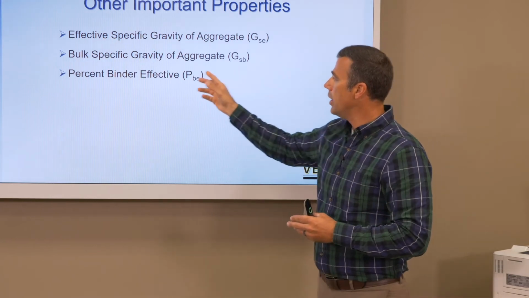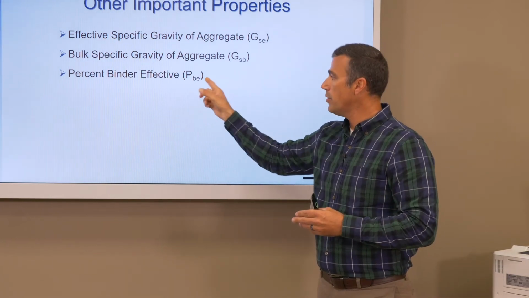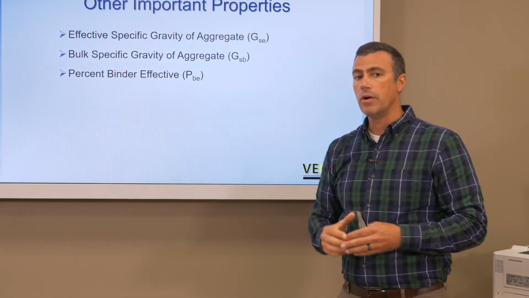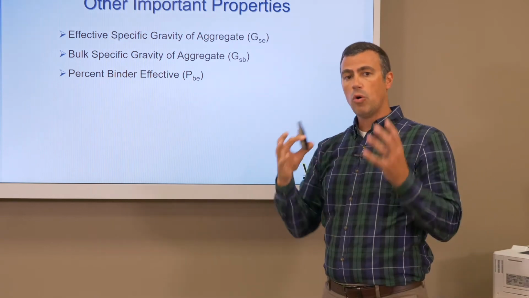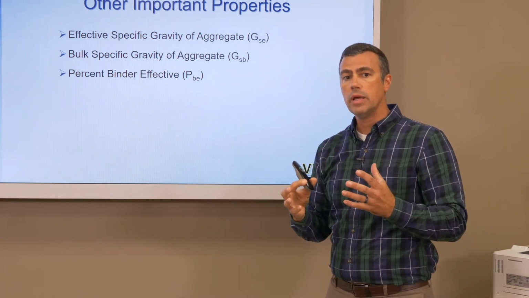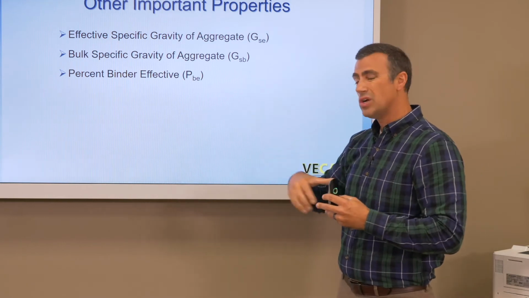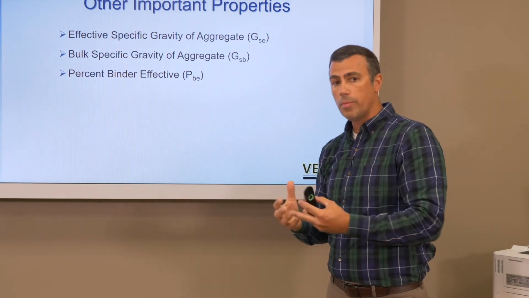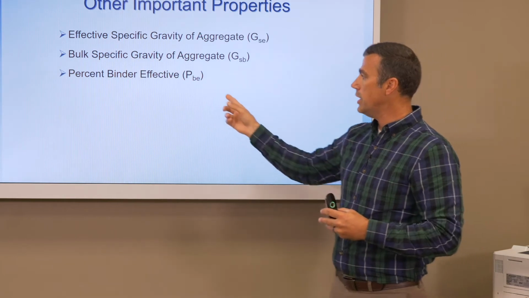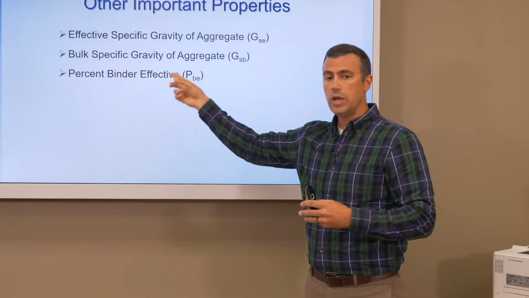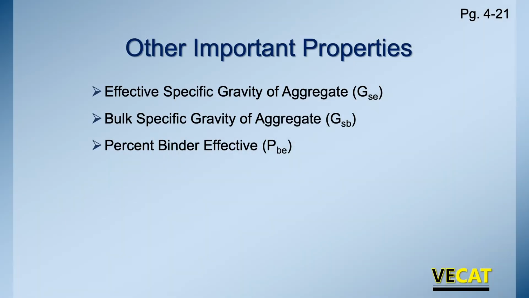And then finally, another important parameter that we're going to need is the percent binder effective. We have our total asphalt or our total binder content, but some percentage gets sucked into the rock or absorbed by the rock. So the percentage that is left, or effectively coating the aggregate, is important. So we're going to also have to calculate these values as well.